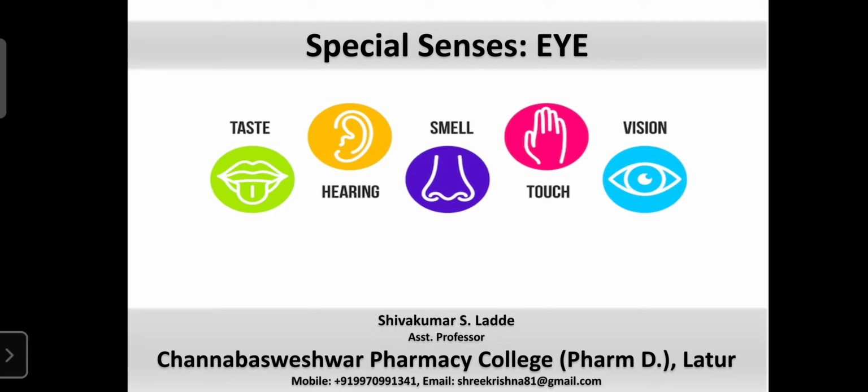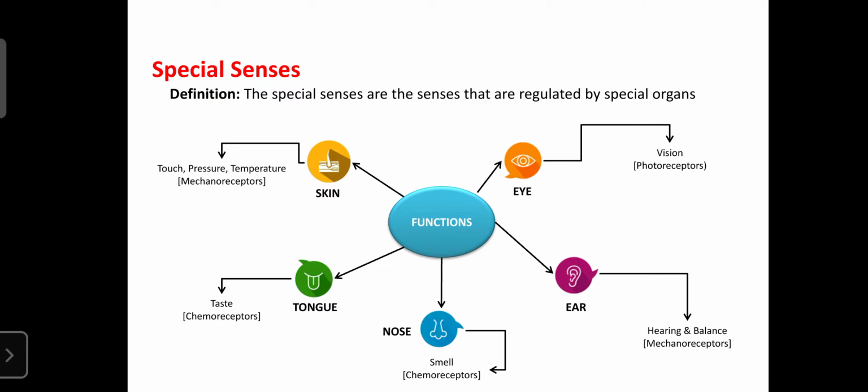Now we can discuss today's special organ, that is the eye. But before going to the eye, we can understand the special senses. Definition: the special senses are the senses that are regulated by special organs like skin, eye, ear, nose, and tongue. These are considered the special sense organs, and they regulate the special functions.